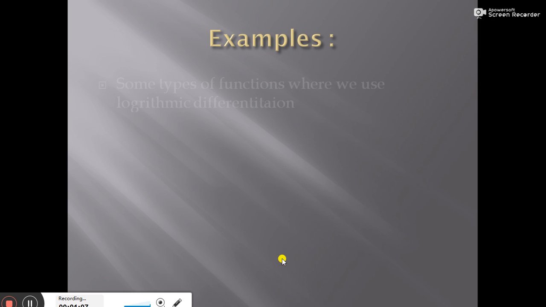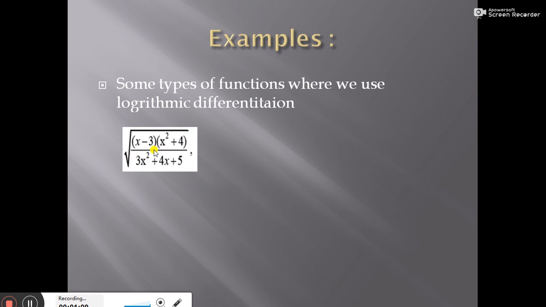For example, we have the square root of (x minus 3) into (x square plus 4) divided by (3x square plus 4x plus 5), and another example, x power 4 into square root of (x plus 6) divided by (3x plus 5) whole square. This is the first kind, where the function seems to be in a complicated form.